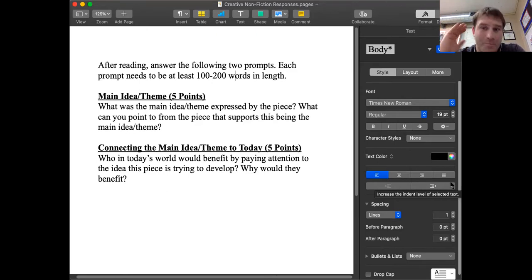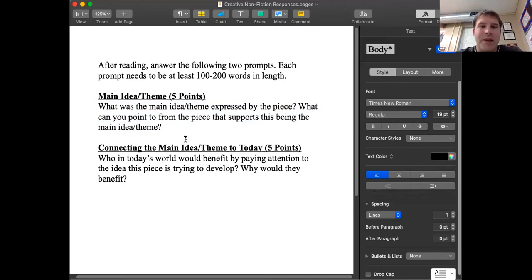It's part of the reason why I like you to do annotations. I'm not forcing you to do annotations this time, but I would encourage you to. That's the first part of the prompt: find that idea. What is the main idea or theme that the piece is talking about? What's the big idea the piece is trying to express? And what can you point to from the piece that supports this being the main idea or theme? So what evidence can you point to? Here's the theme this piece is talking about, and here's evidence that helps me know that this is the theme.